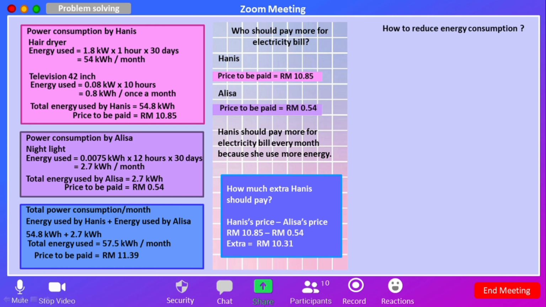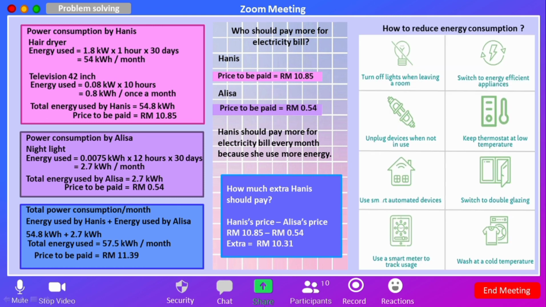How to reduce energy consumption at home? We can reduce energy consumption by turning off lights when leaving a room, unplugging devices when not in use, using smart automated devices, using a smart meter to track usage, or you can switch to energy efficient appliances and keep the thermostat at a low temperature, or switch to double glazing and wash at a cool temperature. So that's all.